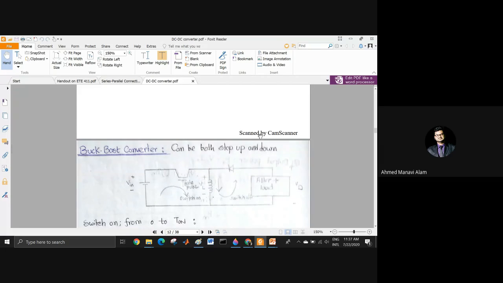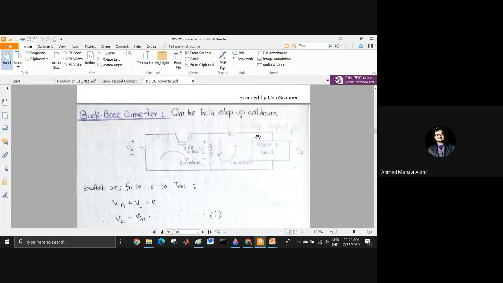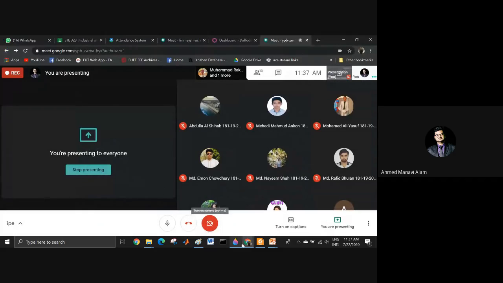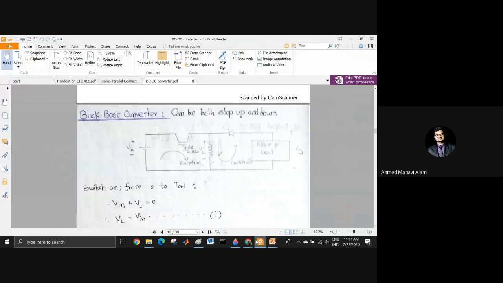Now for the second half of our lecture, we will go to a special kind of converter, which is a buck boost converter. সবাই তো আমার কথা শুনতেছেন, রাইট? জি স্যার। Buck boost converter is a special type of converter which is used for both step up and step down.